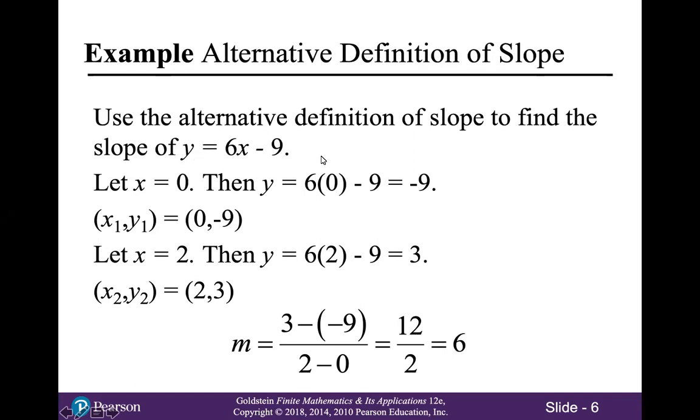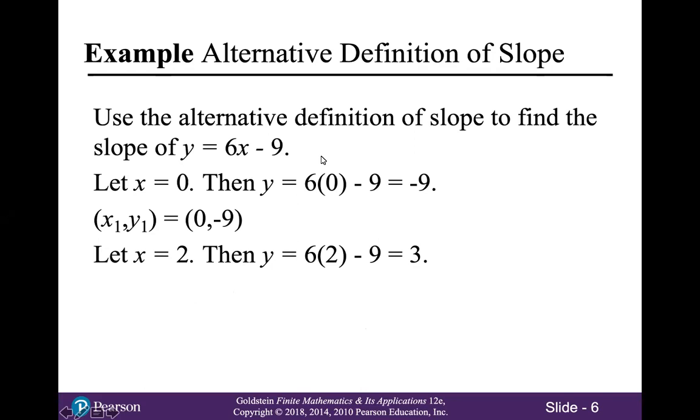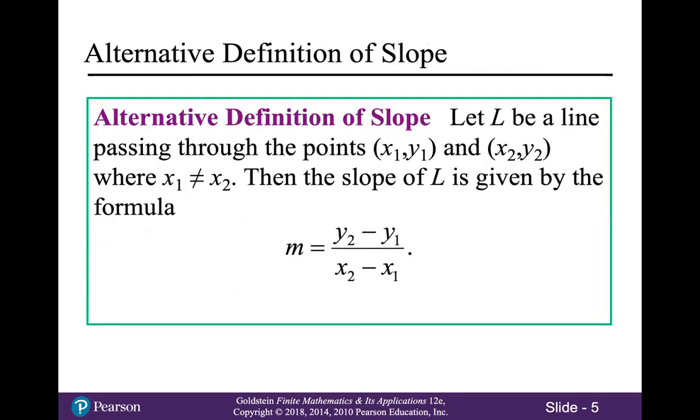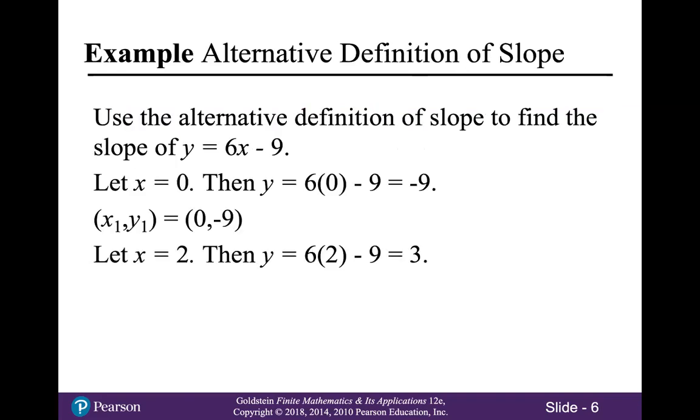So what I usually use this formula for is to find the slope of a line through two given points. They haven't given me the equation. They've just given me 2 points that are on the line. I'll use this formula to find the slope of that line.